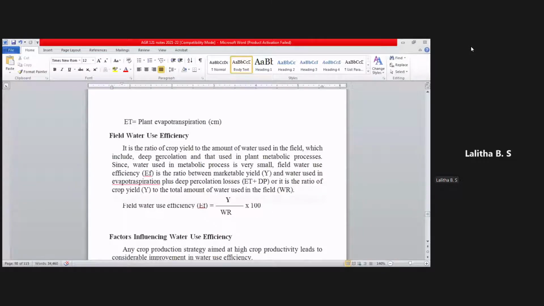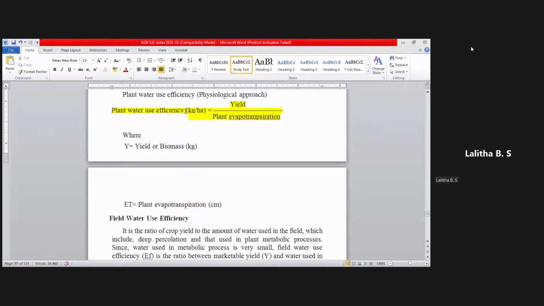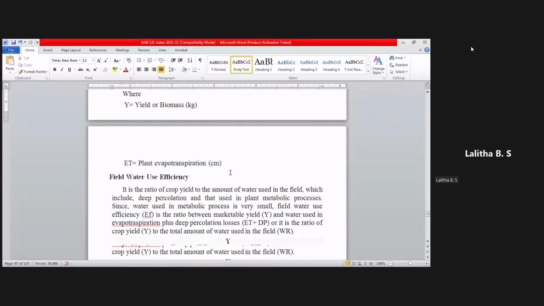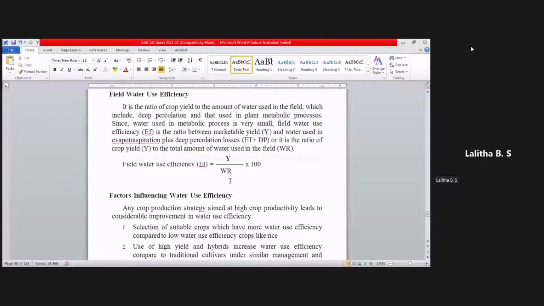But the field water use efficiency is yield divided by the water requirement of the crop. For sugarcane, suppose it is 2000 to 2500 mm of water we are going to use, so here we have to consider that. But for the plant water use efficiency, we consider the actual water used for evapotranspiration. If you use 1000 liters or 1 cubic meter of water, how much yield have we got? That again depends on the factors influencing water use efficiency.